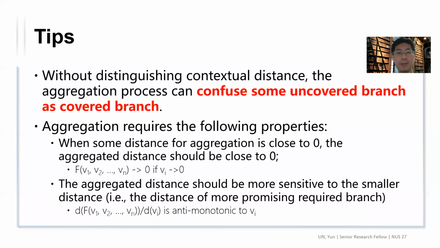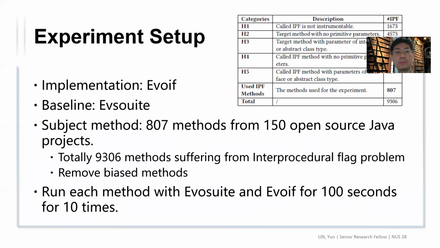Second, the aggregated branch distance should be more sensitive to smaller distances. In general, the smaller the distance, the more promising the corresponding required branch. Therefore, we should give more priority to those required branches. Mathematically, the derivative of the aggregation function with respect to the distance vi should be anti-monotonic to vi. Given the limitation of the presentation time, interested audience can refer to our paper for more justification and details.